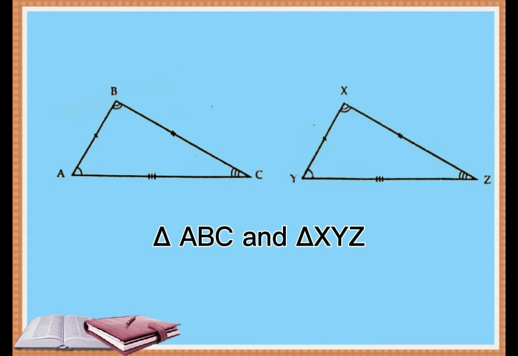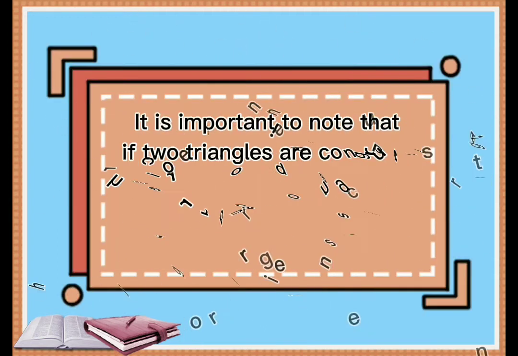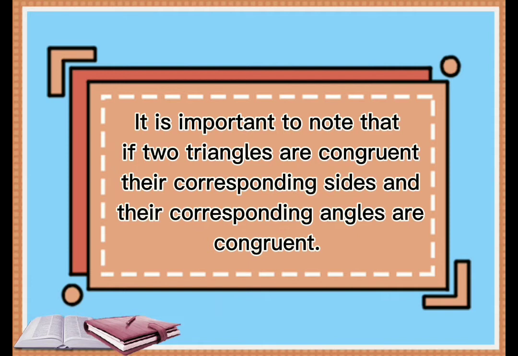It is denoted by the symbol triangle ABC ≅ triangle XYZ, where the symbol ≅ is read as congruent to. In this case, angle A corresponds to angle Y, angle B corresponds to angle X, and angle C corresponds to angle Z. Also, side AB corresponds to side XY, side BC corresponds to side XZ, and side AC corresponds to side YZ.